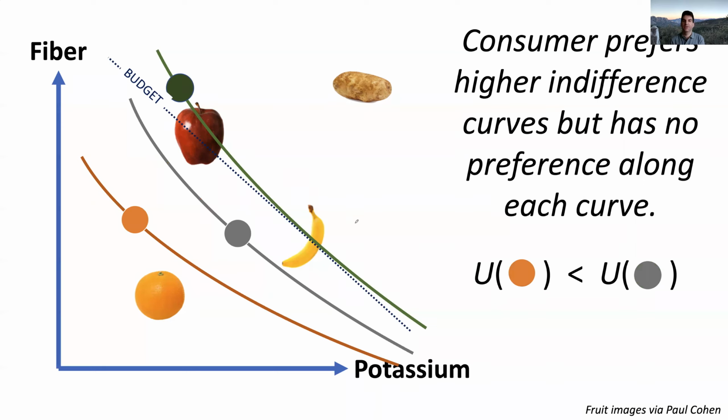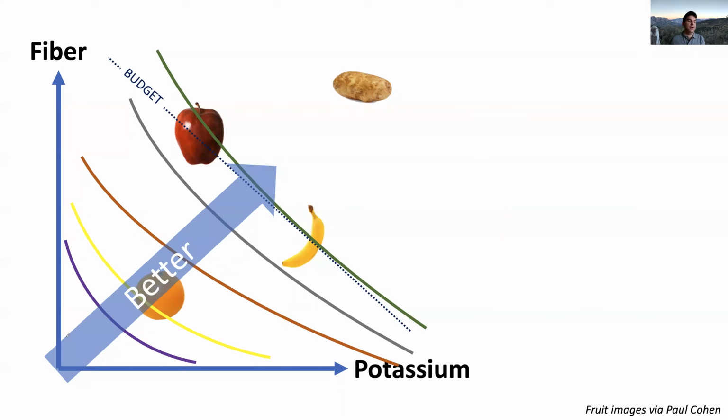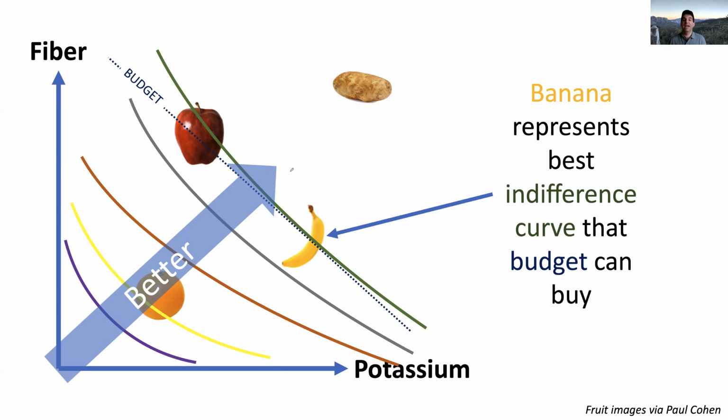So I could keep adding indifference curves, and they can go higher and higher. With the more indifference curves I add, I keep introducing foods that I would choose on those higher indifference curves. And so it's always better to pick foods that are on the highest indifference curve that you can afford, that you can get to. And that reveals why the banana is so special here, because the banana represents the best indifference curve that money can buy. There is only one member of the green indifference curve that crosses into your budget set.